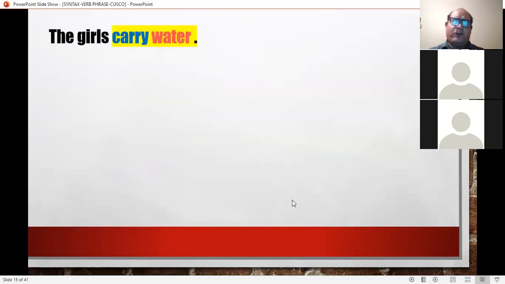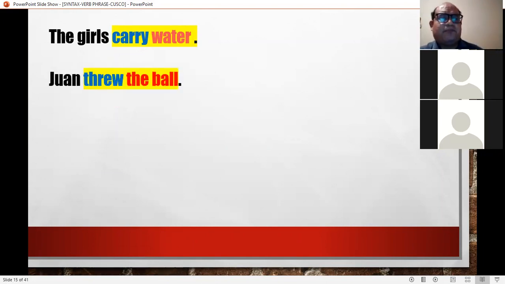Now, here you have more examples, no? Here you have the girls carry water. Carry is the verb, the lexical verb. And then we have a noun, that is a noun phrase. Remember, a noun phrase could be formed by just a noun, or maybe you can add some elements to the noun, right? Another example, Juan threw the ball. Again, a simple sentence where we have the verb, the lexical verb, plus a noun phrase. Now here you add an article, a determiner, right? That is the article, it's a determiner, and we add it to the noun. So we have a noun phrase.